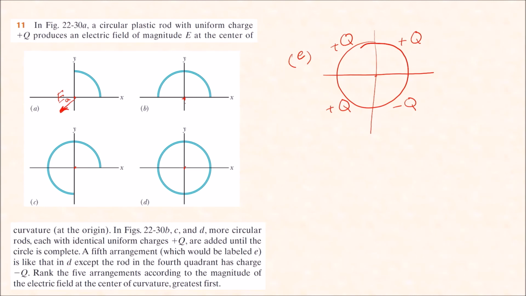In B, each one of the two creates the same electric field. The first quadrant creates this, with the same magnitude. The second quadrant creates this electric field with the same magnitude. So these two, you need to add like vectors, and it becomes this vector, right? What about C? In part C, the first quadrant creates a vector like that, the same magnitude again. The second one creates this. The third one creates that. How do they add up here?